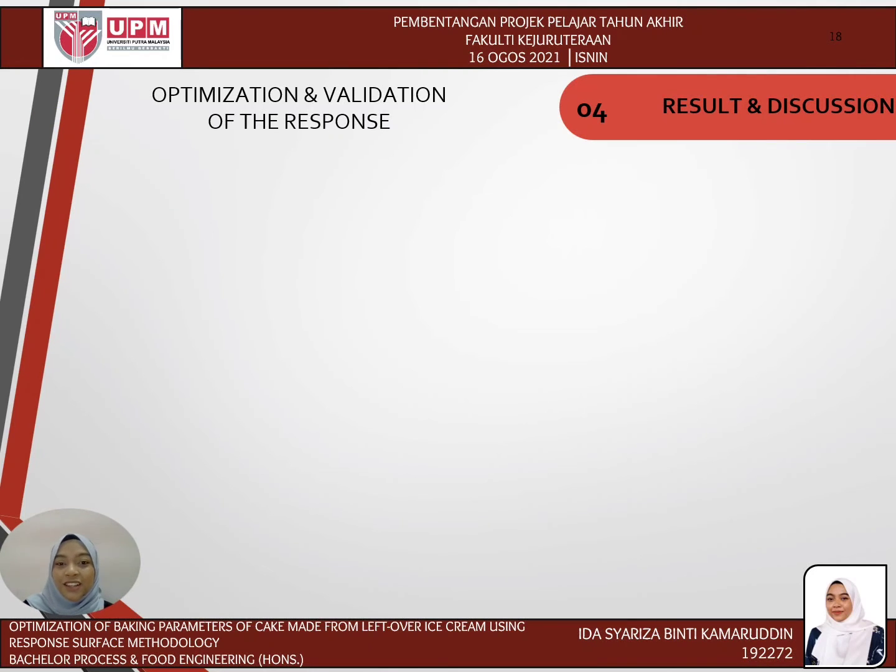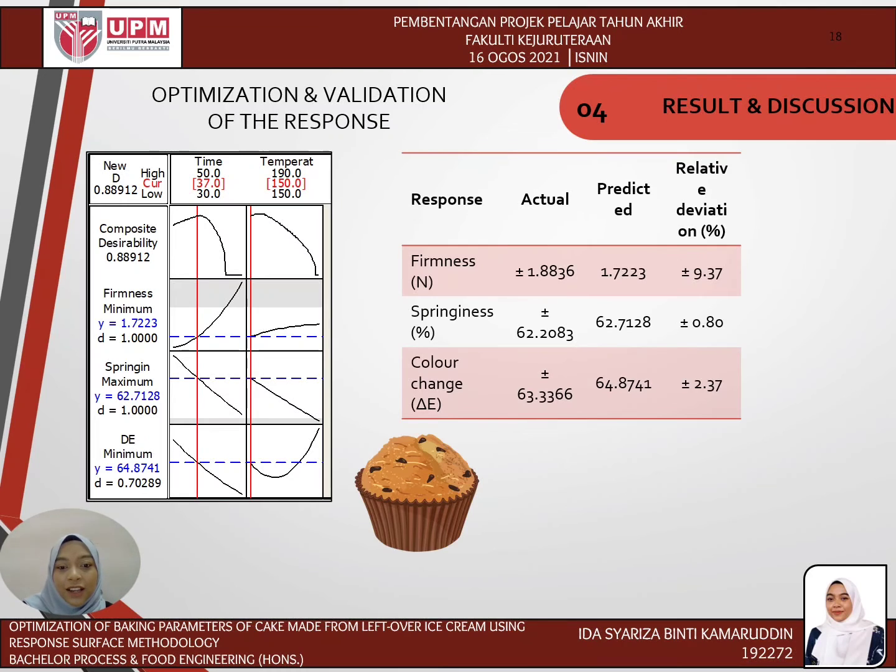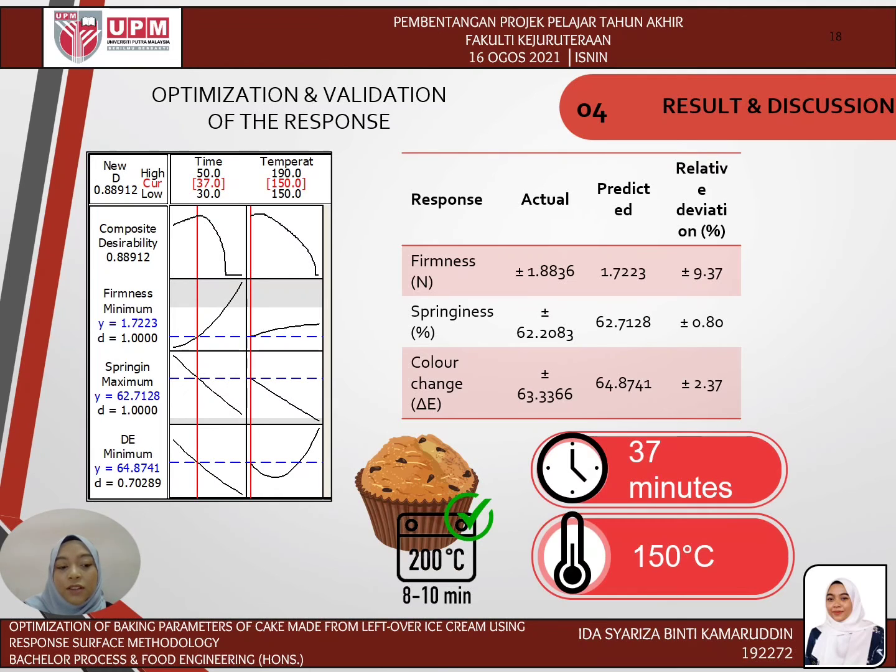The optimization and validation of the response were done. The optimized values of the factors are a time of 37 minutes and a baking temperature of 150 degrees Celsius. A validation experiment was carried out under the optimal conditions, and the percentage of error between the actual and predicted values was less than 10%.